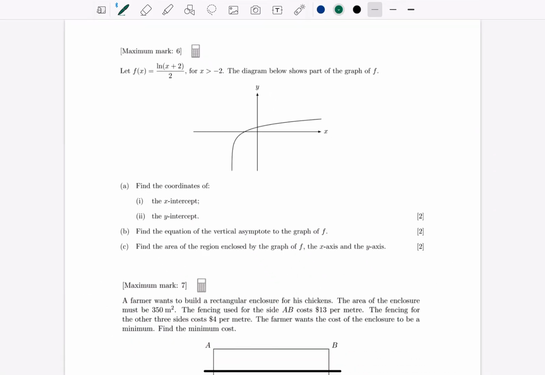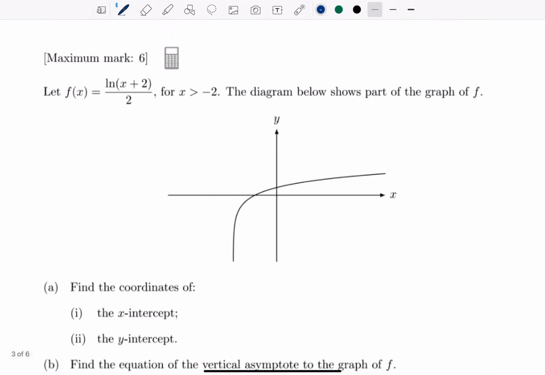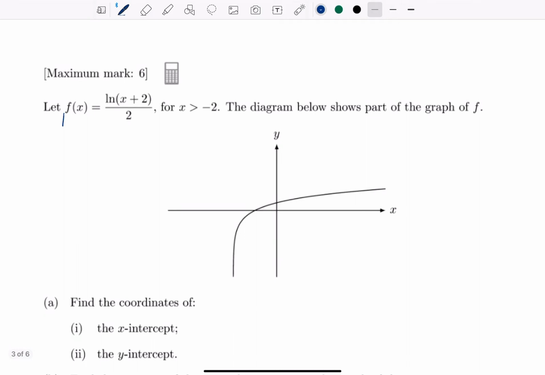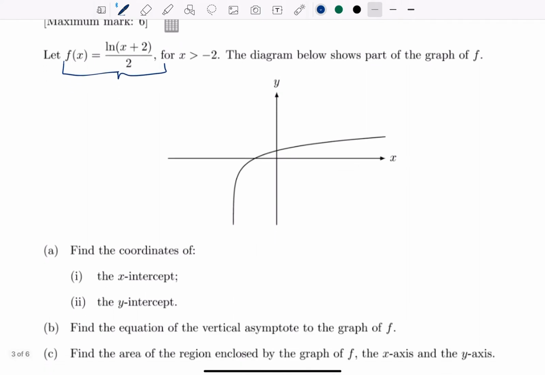Alrighty, we have a natural logarithmic function with a bit of transformations. This doesn't seem too bad. Find the x-intercept. Well, of course, if you wanted to find the x-intercept, you could just plug in the function into your calculator and let your calculator do it for you, but that's a waste of time because it's very easy to find these quick intercepts.